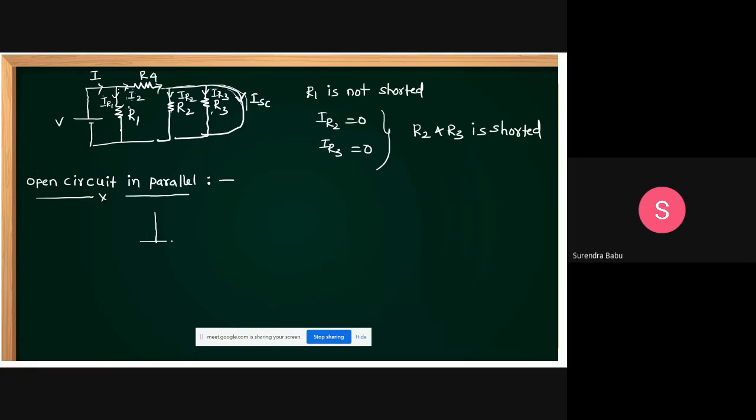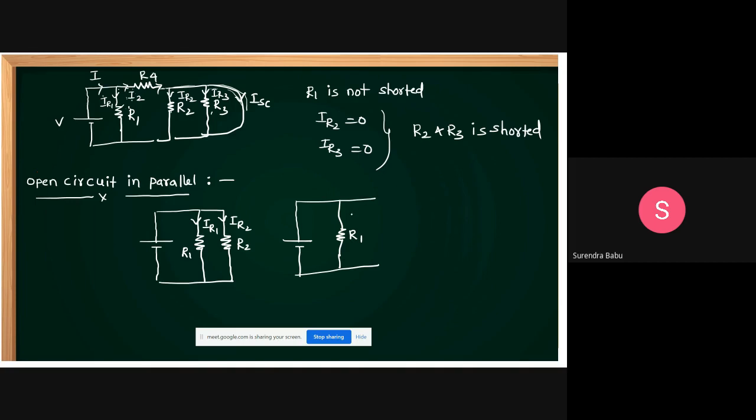Now see, this is a parallel circuit. This is R1 and this is R2. Let the current through this one be IR1 and through this one IR2. Then if any open circuit is provided, let this is R1, and this resistance is open circuited. Let this is I1 and this is I2, but I2 equal to 0.